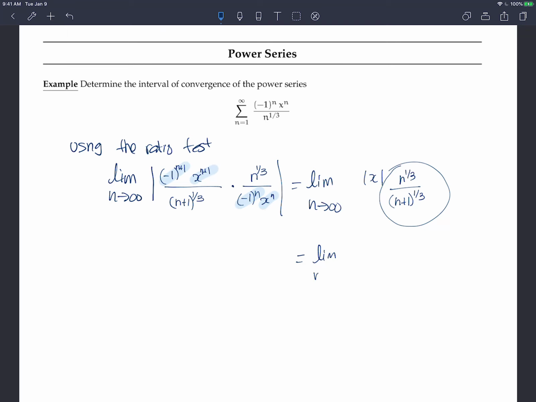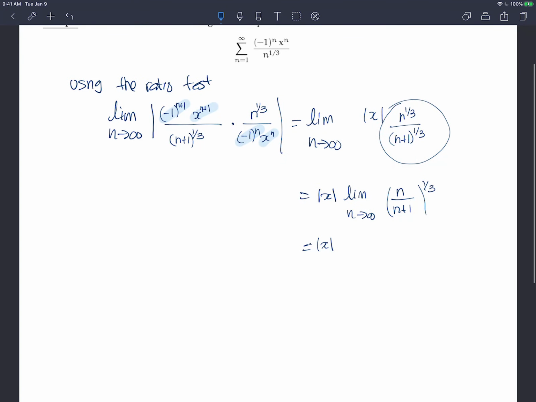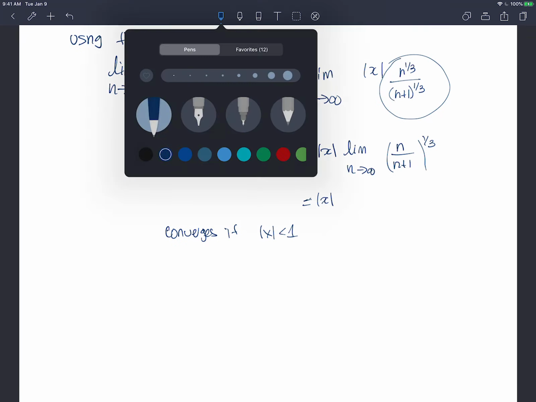I want to write the |x| outside the limit, since that's not what's going to infinity in this limit. Or in fact, I can write it like this: (n over n+1) to the 1/3. Correct. So this limit becomes 1 because n over n+1 goes to 1, and 1 to the 1/3 is still 1. So this is just the absolute value of x. So okay, this is simple. It's again centered at the origin. This will converge if the absolute value of x is less than 1. So now we know it's between negative 1 and 1. Let's check endpoints.